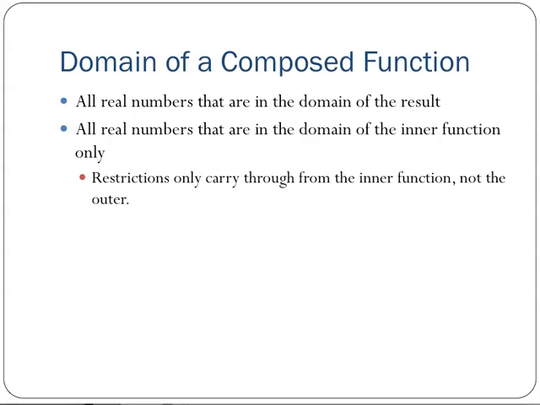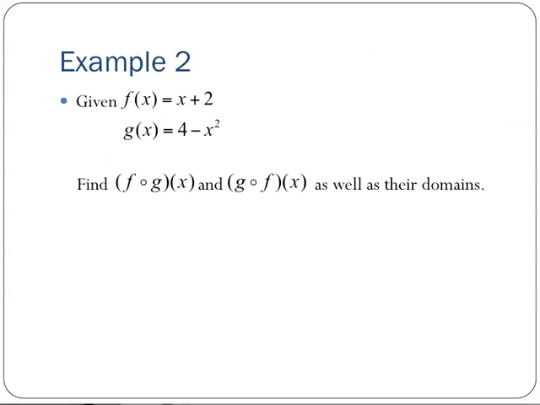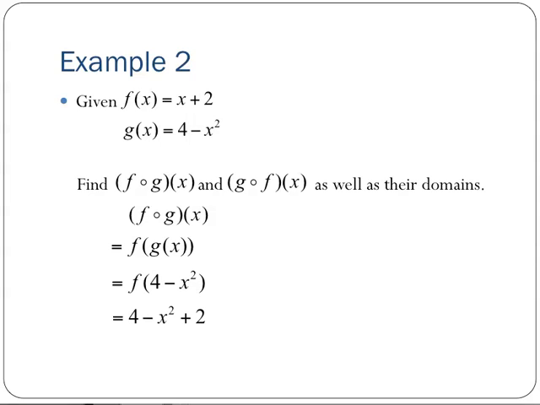Let's take a look at example 2. So here we are finding the composition of f and g in both directions, as well as their domains. So let's start with f composed with g. This means that the inner function is g. So I'm plugging in 4 minus x squared into my function f. So this will be 4 minus x squared plus 2. And we can simplify that down, and that becomes 6 minus x squared.